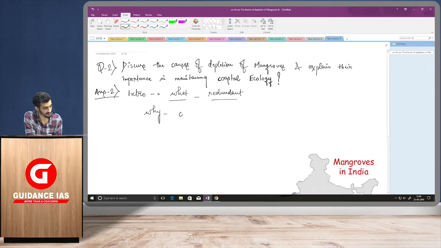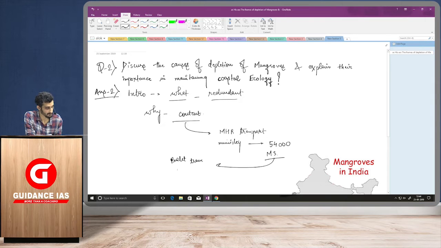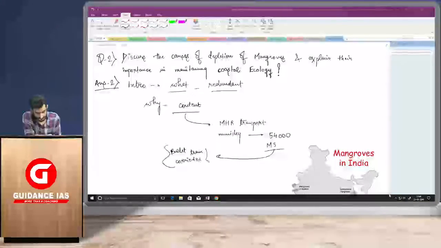the better way is to provide a context, that too from our current affairs, and therefore the very famous current affair on this was that the Maharashtra Transport Ministry said that there is a threat to 54,000 mangrove species due to development of bullet train corridor in the Maharashtra region. So this can be a good way to start our answer.